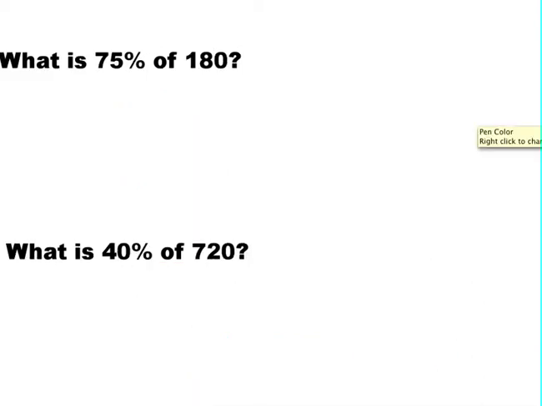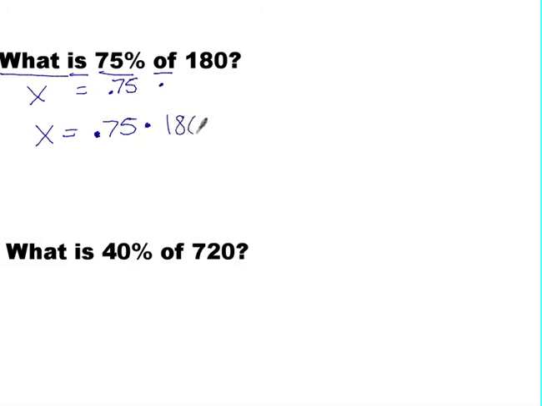Number 7 and 8, let's take a look. Number 7, what is 75% of 180? So guys, what means to put your variable, is equal sign. 75% is your 0.75. Of means multiply, and 180. So this is simple. It's ready to rumble. So we're going to do x equals 0.75 times 180, and we get 135. So that is the amount of 75% of 180.